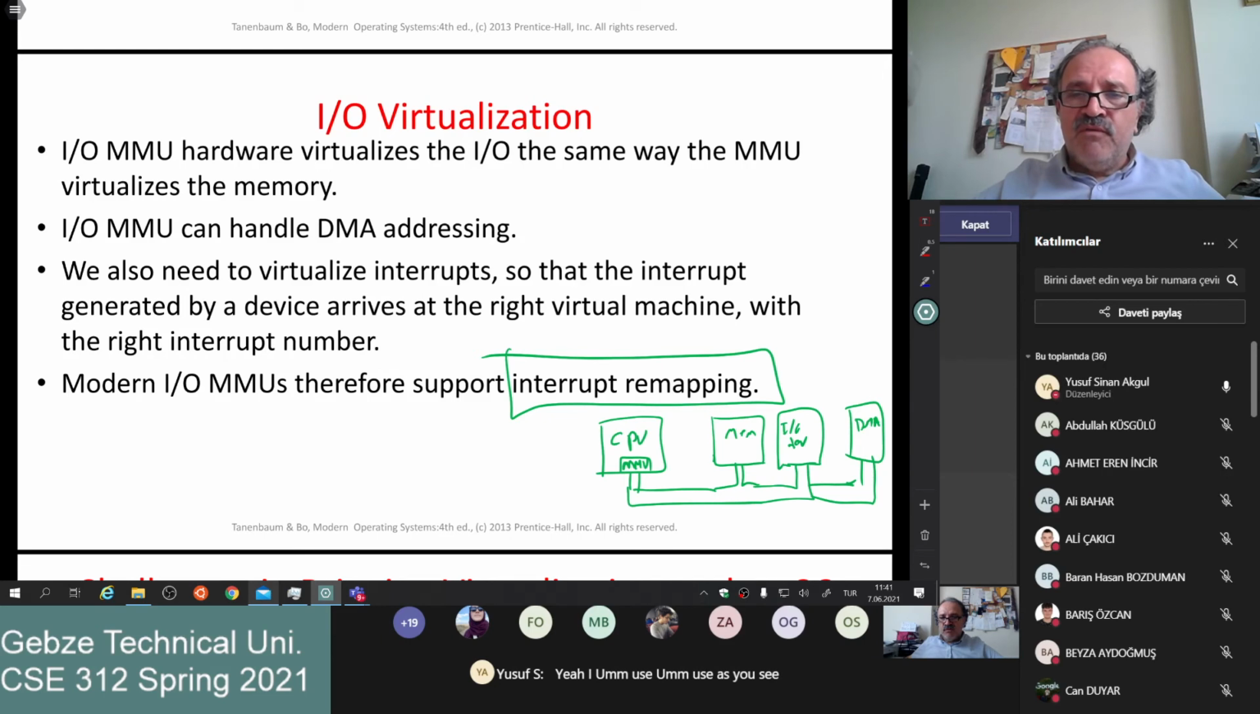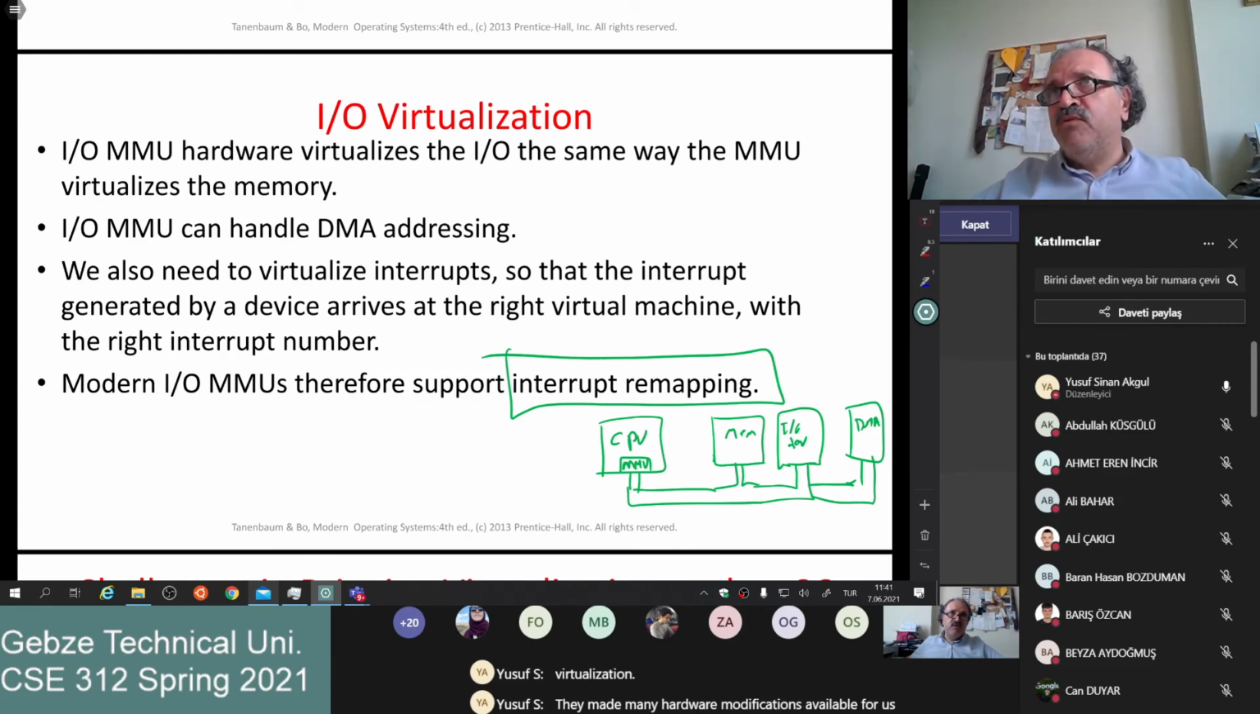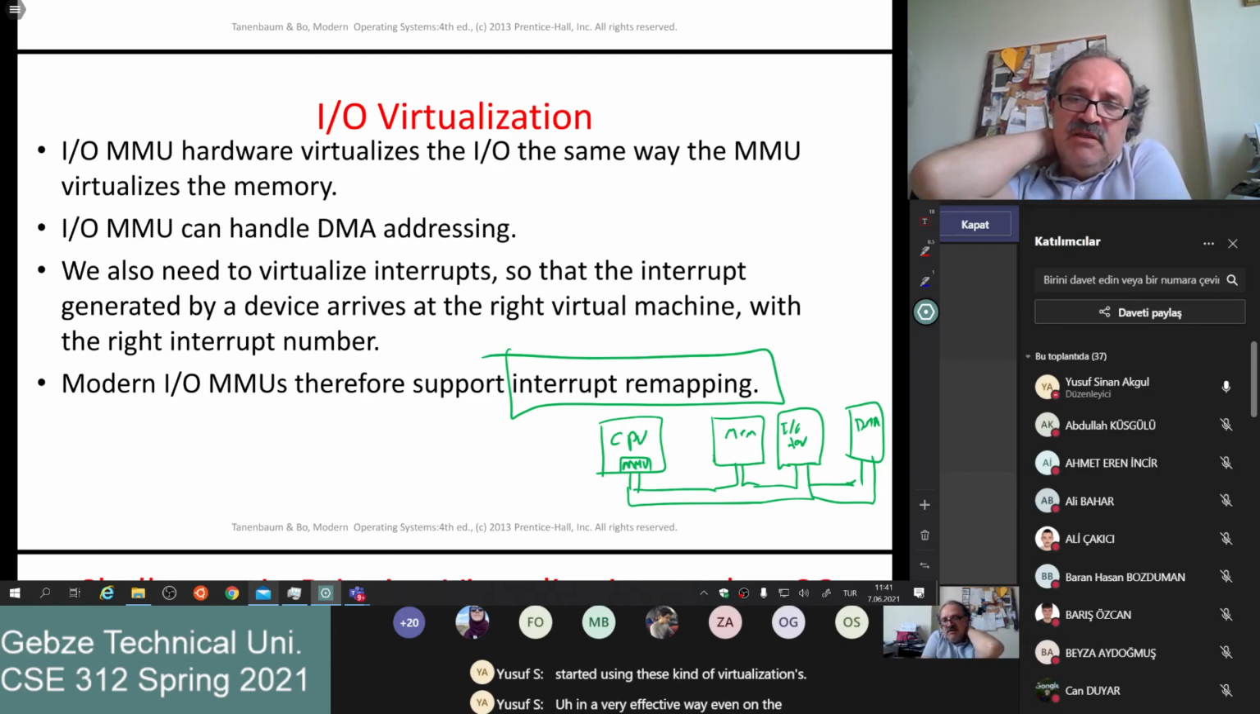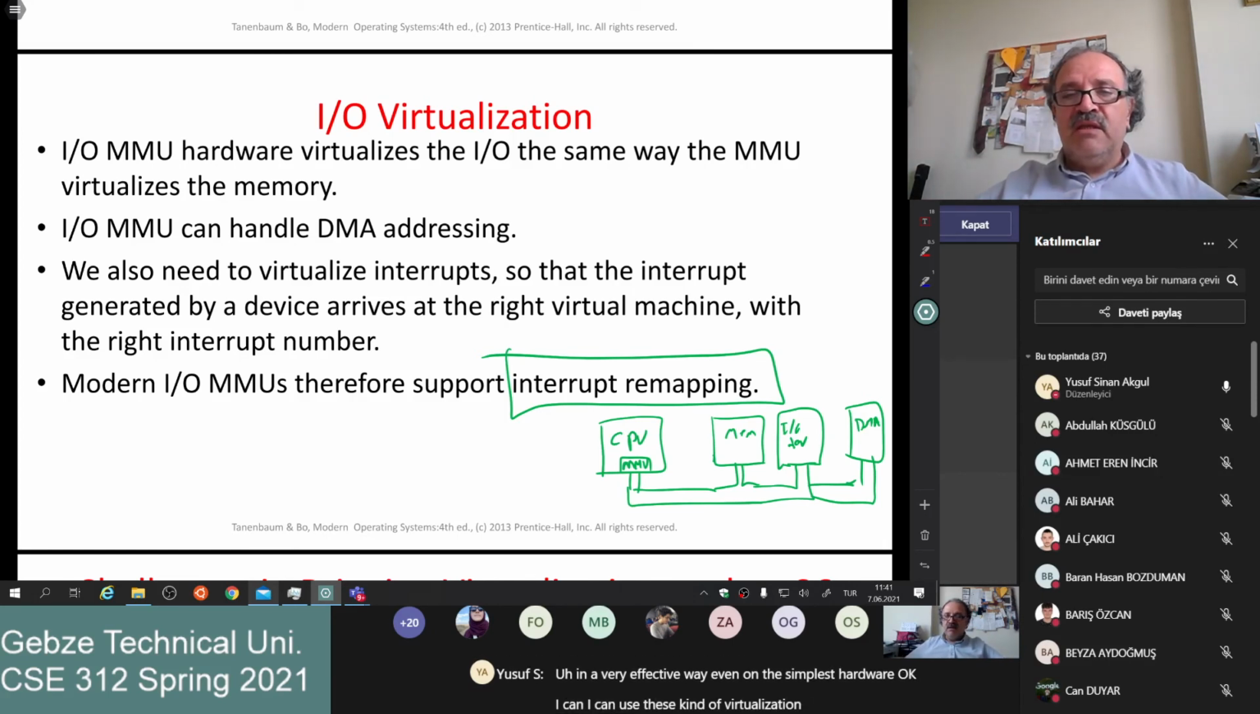As you see, for the sake of virtualization, they made many hardware modifications available for us, not for the CPU virtualization, but for the I/O virtualization and the memory virtualization, and we take advantage of them. And these kind of modifications or the hardware support did not happen in a single year. It took maybe 10-15 years to develop, and it took maybe 10-15 years for all the people to agree on some kind of a standard for the virtualization. But when it is done, we started using these kind of virtualizations in a very effective way. Even on the simplest hardware, I can use these kind of virtualizations, and that will make things a lot easier for me.